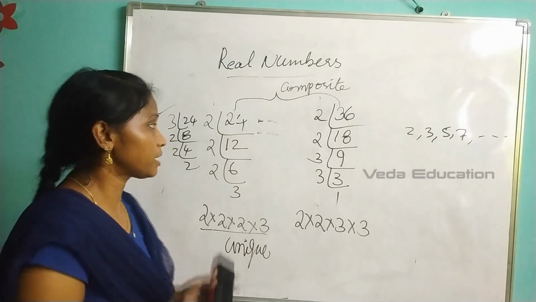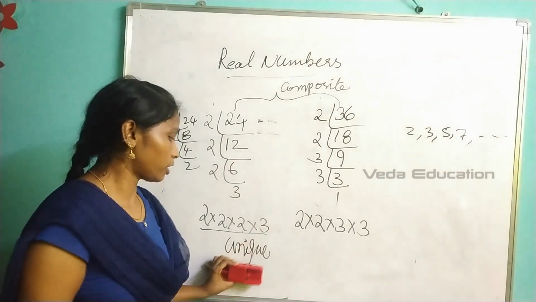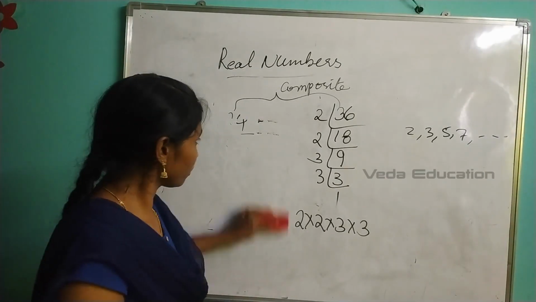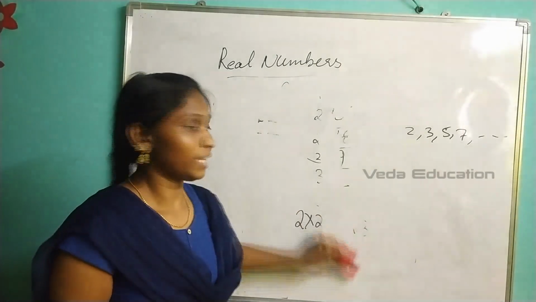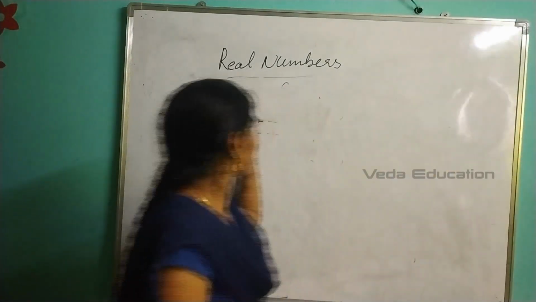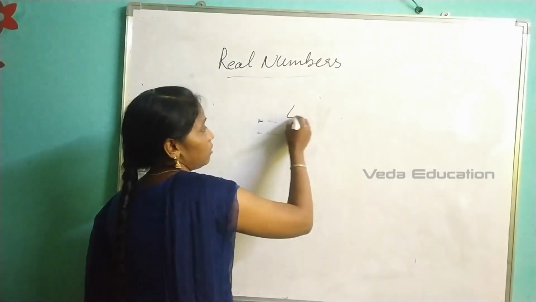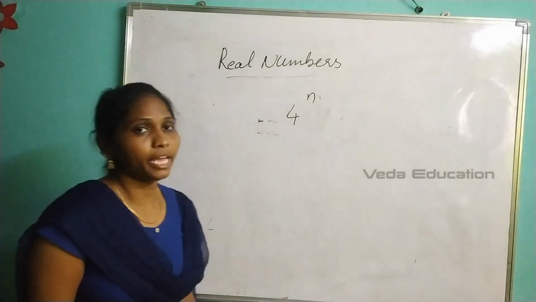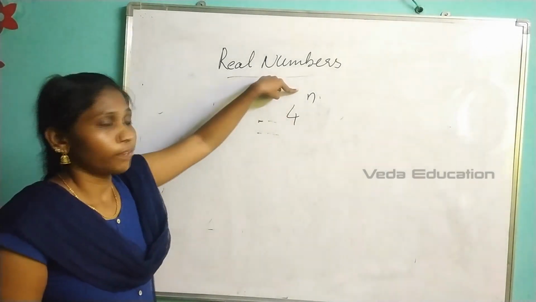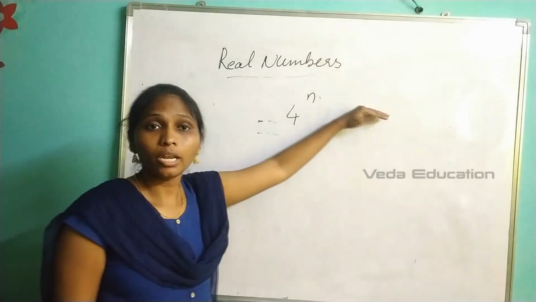What does the fundamental theorem state? Every composite number can be expressed as a product of prime factors, and this product of prime factors is unique. Got it? Now, using the fundamental theorem, we are going to solve problems. See here, one question. Show that 4 to the power of n ends with 0 when we substitute natural numbers for n.